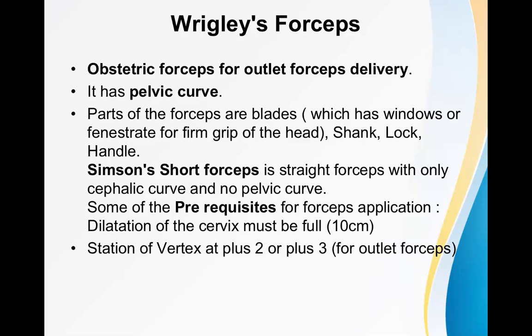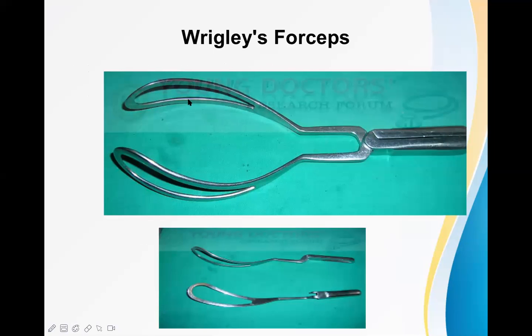What's the use of Wrigley's forceps, and what are some of the important points? Let's go through it. It is an obstetric forceps for outlet forceps delivery. Outlet forceps delivery means when the presenting part is touching the pelvic floor, then we use Wrigley's forceps to deliver the baby. It has a good pelvic curve, and the parts of this forceps are blade, shank, lock, and handle. You can clearly see that in the picture. The blade has windows or fenestrations for the firm grip of the fetal head. So what does that mean? Look at this. The fenestration, also known as a window, is present for the firm grip of the fetal head. So this is Wrigley's forceps.